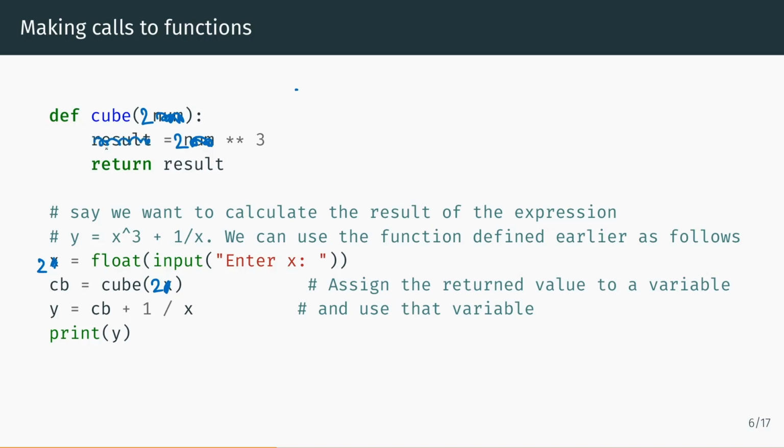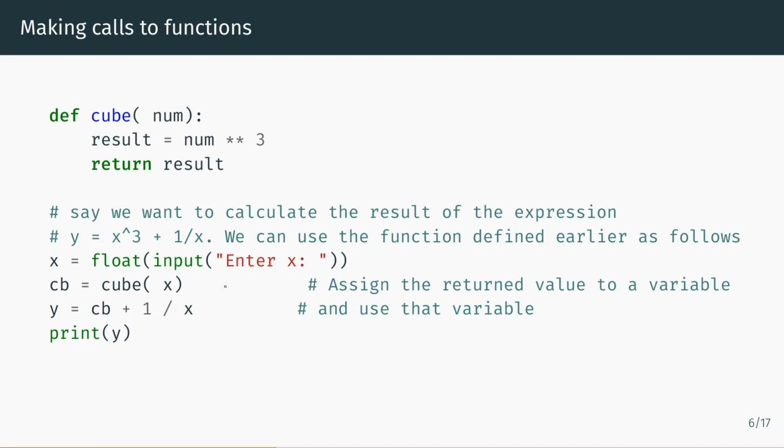So replace the result with 8 and return 8. This 8 replaces the entire cube of 2, because when you call a function, you can replace that function call with the result of the function call. So cb would now contain 8, and y would contain 8 plus 1 over 2, which is 8.5. And that's your answer. The best way to reason about a function is to just keep replacing the values.